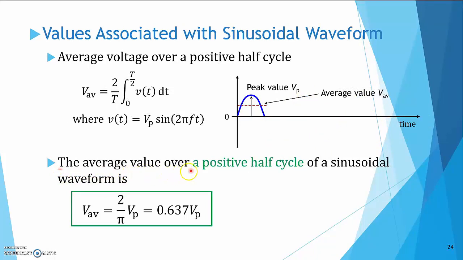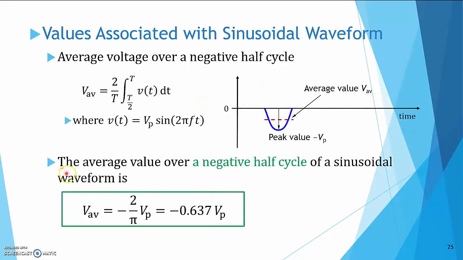The average value over a positive half cycle of a sinusoidal waveform is given as this: 2 over pi times the peak value. This formula is derived from the definition of the average value of a periodic waveform. However, the detail of the derivation will not be provided in this module. The average value of a negative half cycle of a sinusoidal waveform is given as negative 2 divided by pi times the peak value.